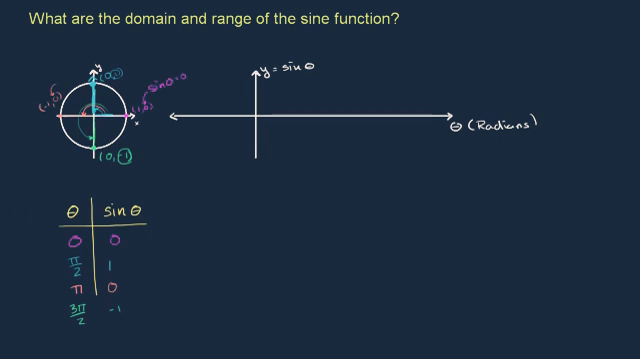And let's come full circle. Let's go all the way to theta equaling 2 pi. I'll just use the yellow here. What happens when theta is equal to 2 pi? Well, then we've gone all the way around the circle, and we are back to where we started. The y coordinate is 0, so sine of 2 pi is once again 0.